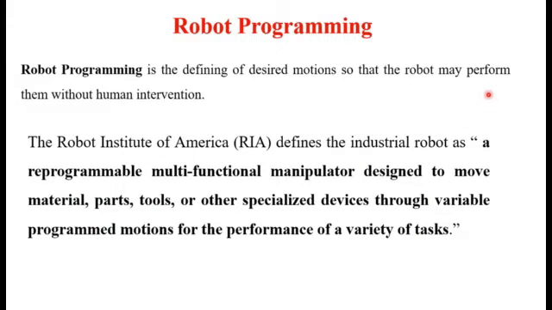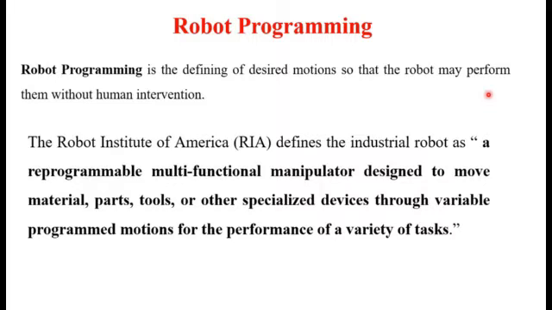So first of all, we will see what is meant by robot programming. Robot programming is a set of defined motions so that the robot may perform them without human intervention. It is nothing but defining certain desired motions for the robot, and the robot performs these instructions without human intervention. That is nothing but robot programming.